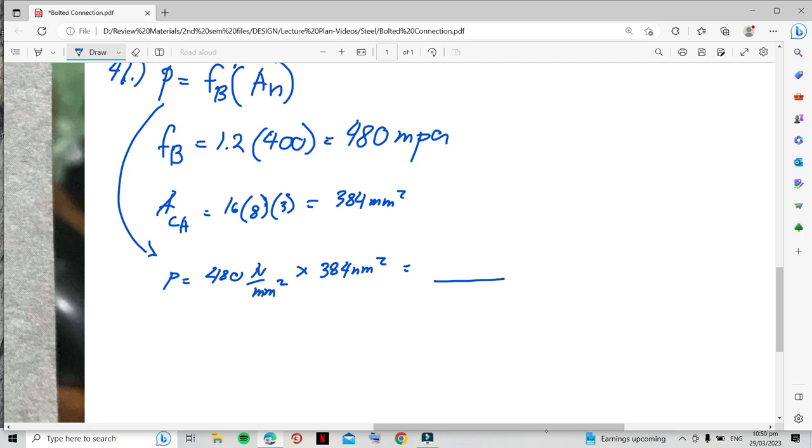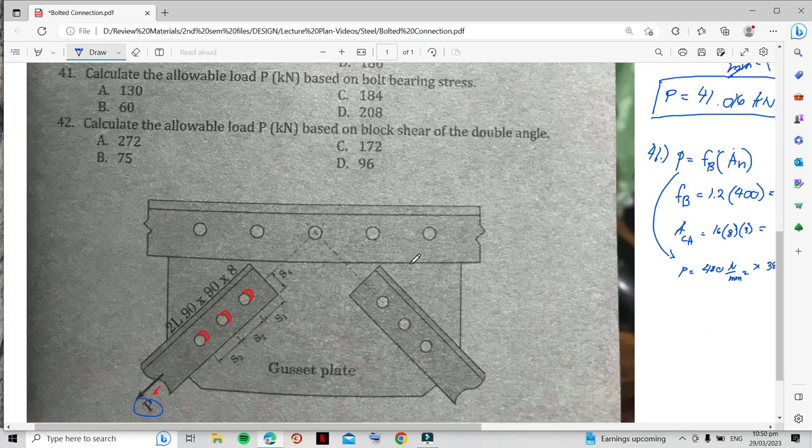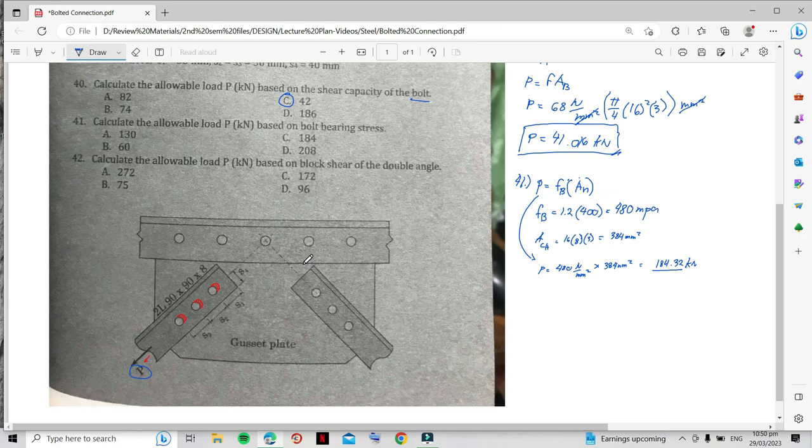So that's 480 times 384. So that's 184.32. That's in kilonewton now. So we look at the choices. If we have the answer 184.32, that's letter C. Okay, so we are now solving for number 42.